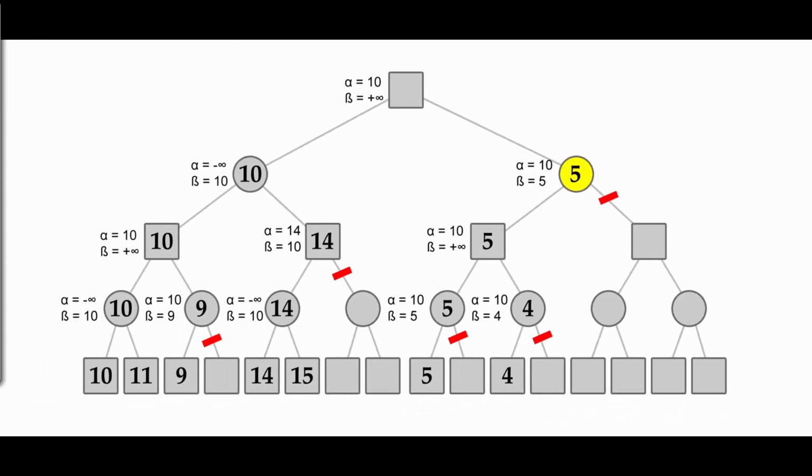And finally, we return to the root max node. And since all its children have already been explored, we can set the value of this node to 10. The maximizing player is guaranteed at least a score of 10 by choosing this game state.